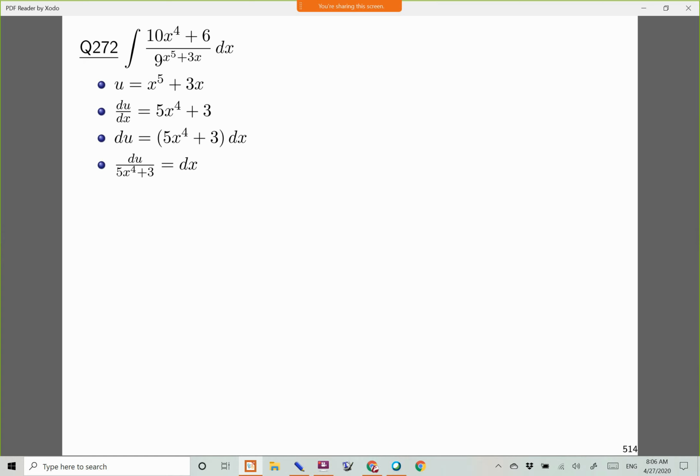And having shown this work as usual steps, we'll take the integral problem and replace the u and replace the dx. Okay, so we should have, I believe, the integral sign, 10x to the fourth plus 6, all over 9 to the, there's our first replacement. The exponent is what we picked for u, so we have 9 to the u. And then the dx gets replaced with the fraction, so this fraction was copy-pasted there, du over 5x to the fourth plus 3. Now, this looks like a mess.